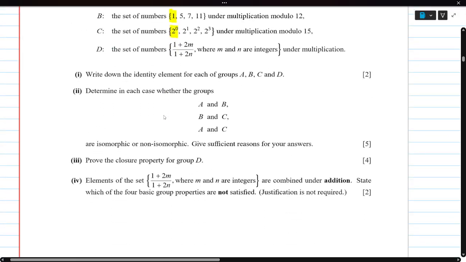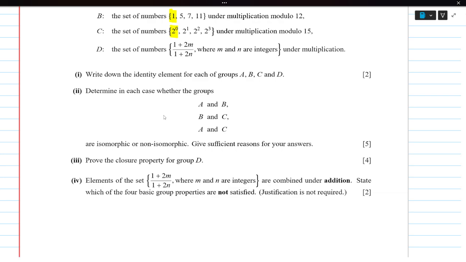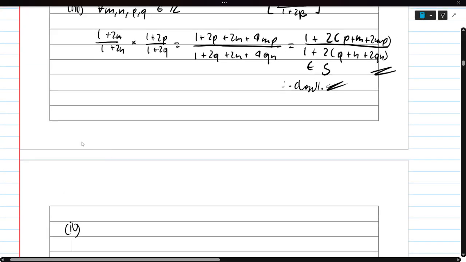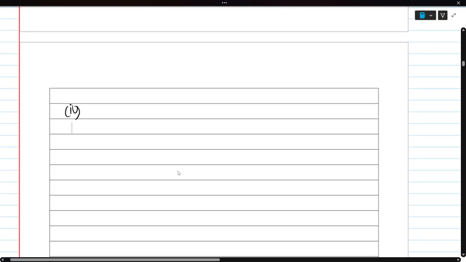I don't think I need to show the question to you guys as well. Elements of the set that are combined under addition. State which of the four basic group properties are not satisfied. Justification is not required. I'm so happy. Quite obviously, the inverse. The inverse is what? In addition, the inverse is minus that.